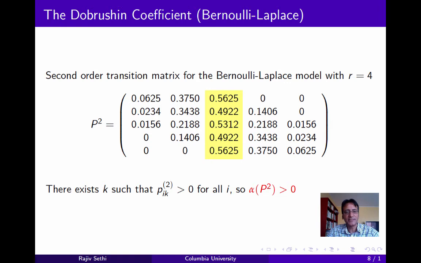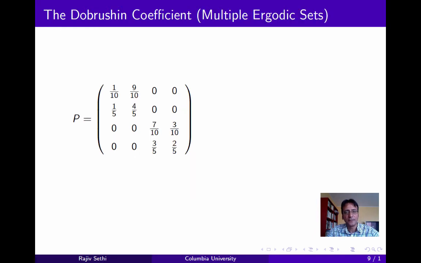So in this case, since there exists a column such that the entries in all rows are positive in this column, the Dobrushin coefficient is strictly positive. Now let's look at the coefficient when we have multiple ergodic sets. Here you can compare the second and the third rows and see that the Dobrushin coefficient is clearly 0.